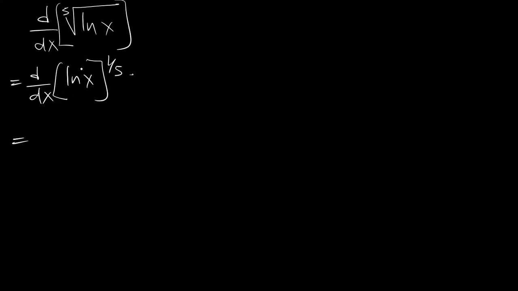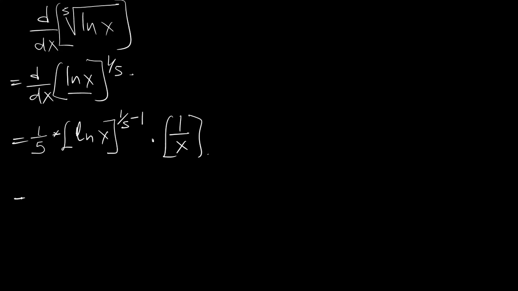Now if we do the derivative of the whole function with respect to this one inside, you use the power rule: 1 all over 5 times ln x raised to power 1 all over 5 minus 1, times the derivative of this function inside here, which is 1 all over x. So the final answer will be, minus 1 gives minus 4 over 5, 1 all over 5x ln x raised to power 4 all over 5.